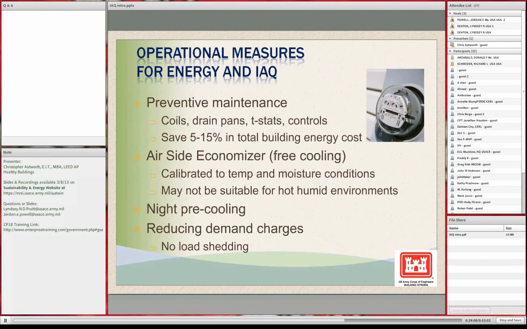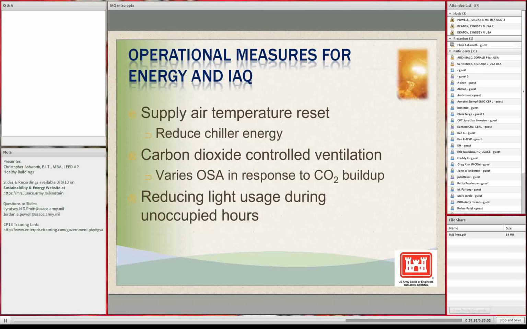Some systems are designed so you have nighttime pre-cooling, or as a way to reduce demand and load shedding. There's various ways where you can save energy and also not have an effect at all on the indoor air quality. One part is supply temperature resets. You can reduce that, and it will have a huge effect in reducing your chiller energy. It may increase your fan energy use because you have to move more air, but the energy savings will a lot of times greatly offset that. So you actually get a benefit from an energy standpoint.